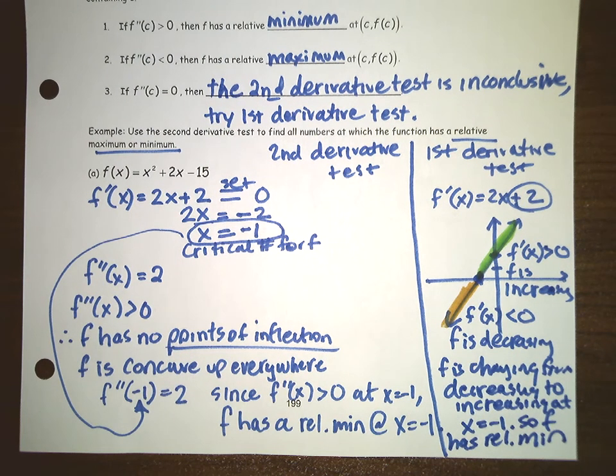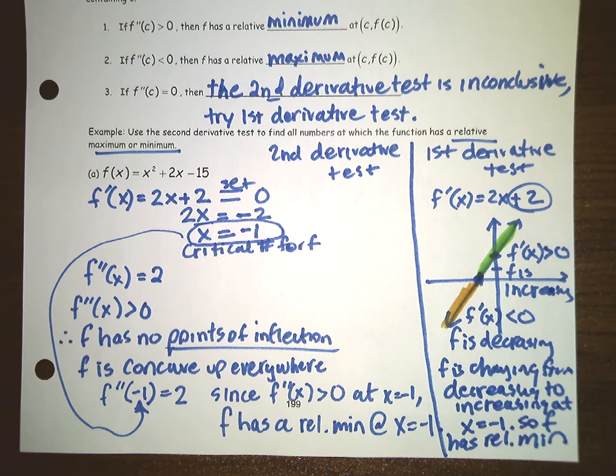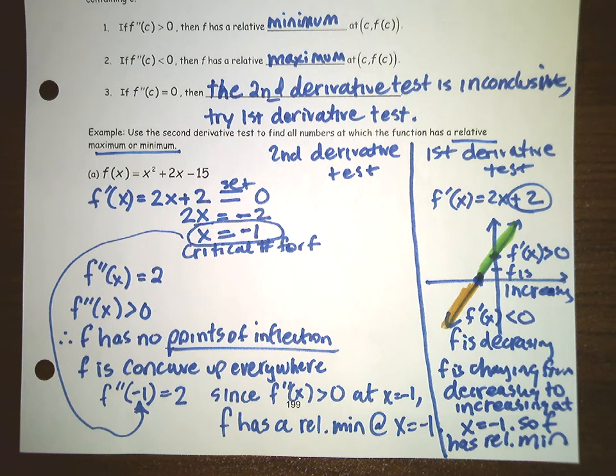Which one is easier to do, the second derivative test or the first derivative test? In my opinion, if the second derivative is easy to find, and it's not like that one with the square root in it that took us a long time to find, then it's not that difficult to use the second derivative test. Otherwise, I would probably stick to the first derivative test to try to save myself a little bit of work here. All right, let's try another example.